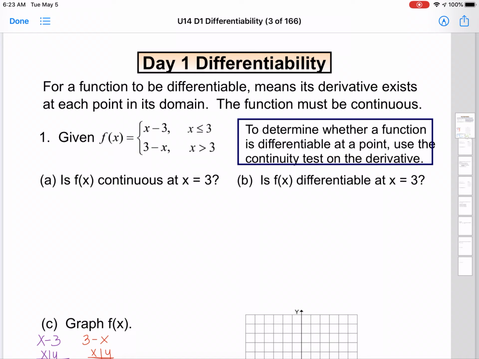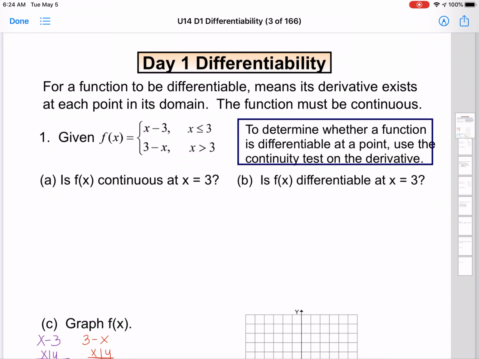All right, so we're starting Unit 14, trig derivatives. But our first day here is just going to be what's called differentiability. So read with me. For a function to be differentiable means the derivative exists at each point in its domain. The function has to be continuous if it's differentiable. And remember, to take the derivative means that we can find the slope machine, and we can use that to find the slope of a tangent line at any given point.